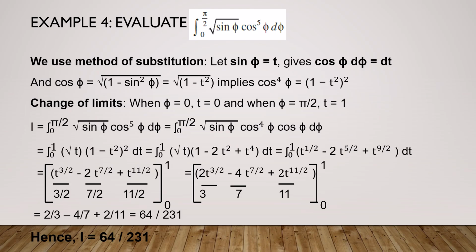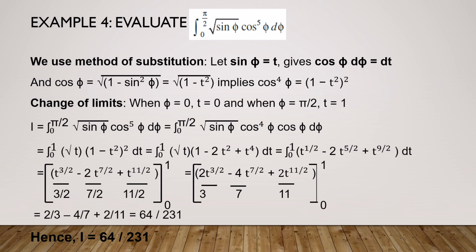Now you also have the term cos⁵φ. For cos φ you can write the root of 1 − sin²φ, so it is the root of 1 − t². So what will cos⁴φ be? It will be (1 − t²)². Don't forget, when you are using the substitution method, you have to change the limits. When φ was 0, t becomes sin 0, which is 0. And when φ is π/2, t becomes sin π/2, which is 1.